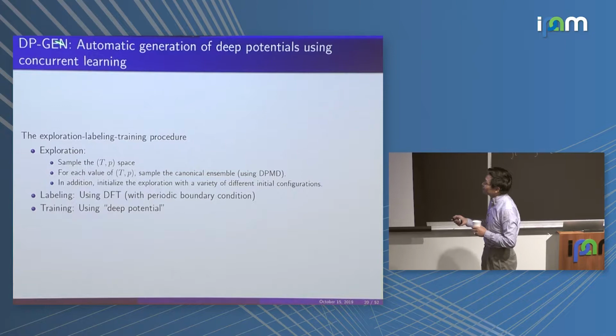So the procedure is: exploration, labeling, and training. For exploration, we sample. There are three components. The first is sampling the macroscopic thermodynamic variables space. And for each one of these variables, you sample the canonical ensemble using the deep MD, we'll call it deep MD.